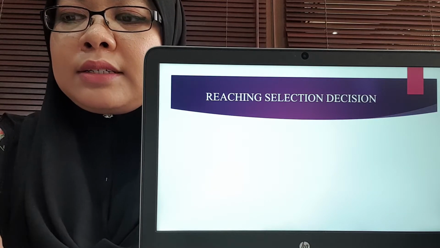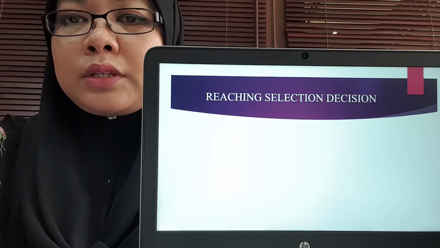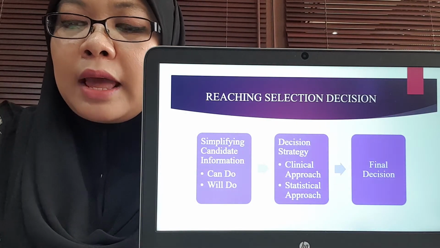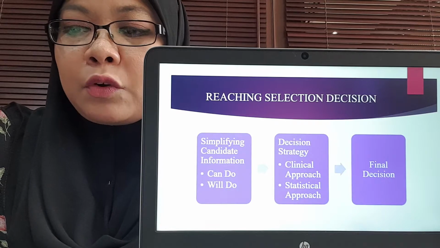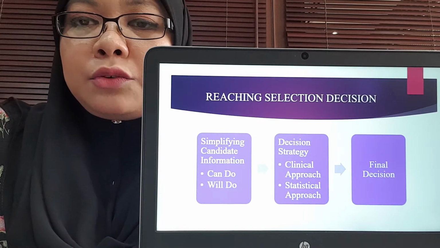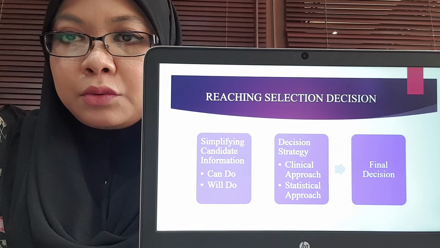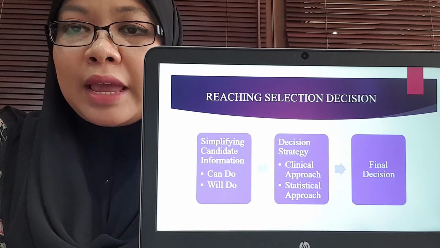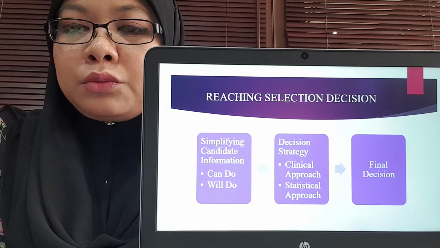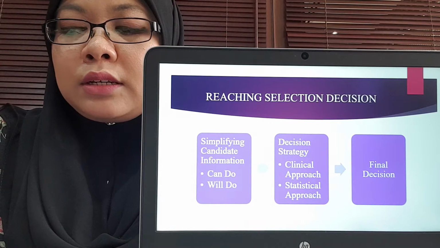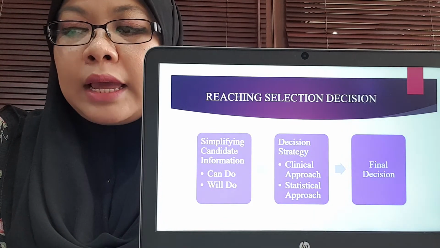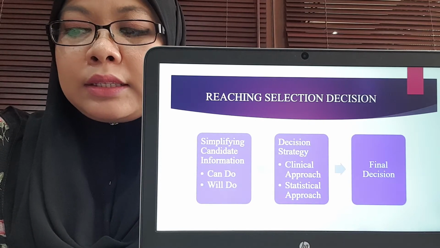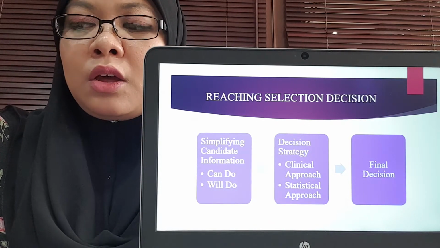And the final steps of selection is the process of reaching selection decision. There are 3 steps. The first one is simplifying candidate information: can do and will do. After session, interviewer can determine which candidate is capable of can do and motivated to will do. Organizations prefer to choose can do over will do because they possess the skill needed to do the job rather than providing training to will do candidates.